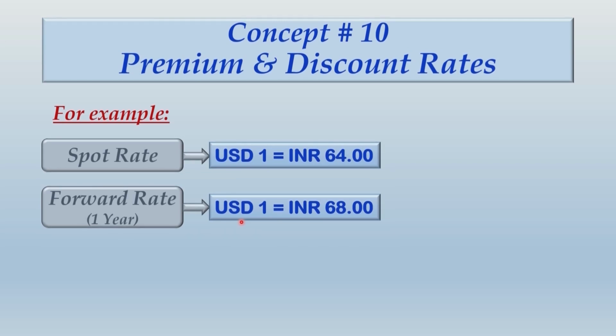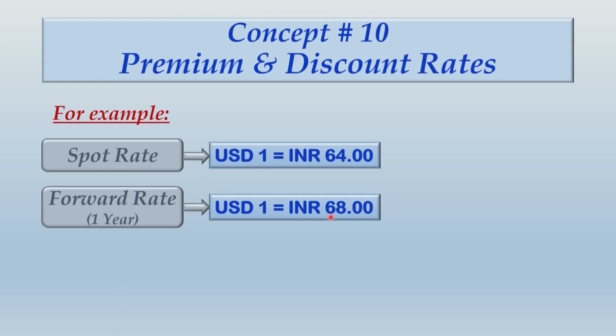So obvious connecting point would be USD is quoted at premium in the forward market. So this is the spot rate, this is the forward rate. As the forward rate is higher than spot rate, we conclude that USD, the quote is given for USD. So we would say USD is quoted at premium in the forward market. So obviously INR will be quoted at discount in the forward market.